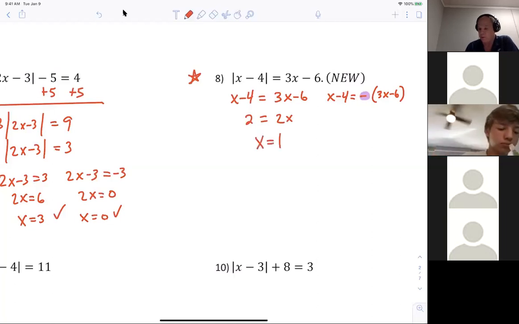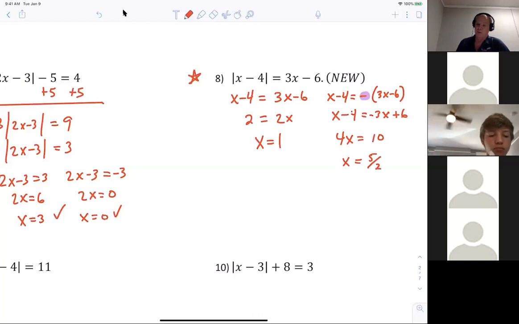Now when I distribute over here, I get x minus 4 is equal to negative 3x plus 6. So 4x equals 10. So x equals 5 over 2. Now, again, I want to try to explain something. Your absolute value can't equal a negative. So what happens if I plug 1 into this right side of the equation?